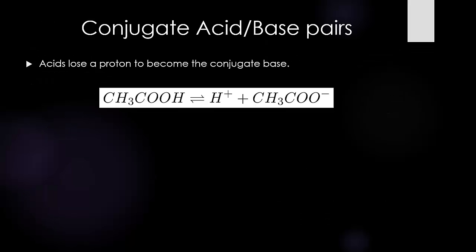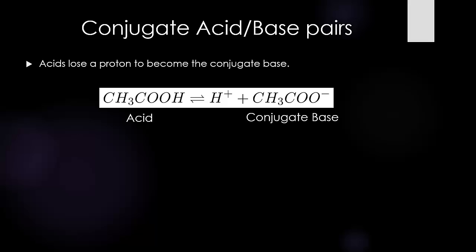Now let's talk about something called a conjugate acid or base. This is a term that is always relative to the acid or base that we started with. So for instance, if we have acetic acid and we remove the hydrogen, the resulting species is a base because the reaction is in a dynamic equilibrium. Since it's on the product side, we'll call it the conjugate base.